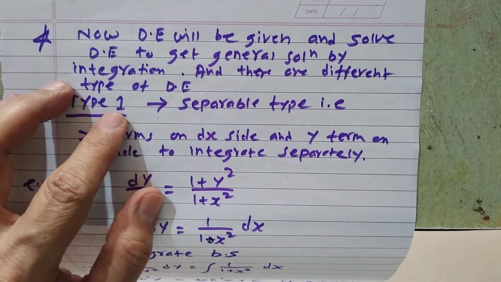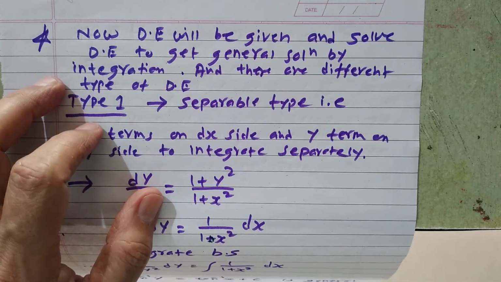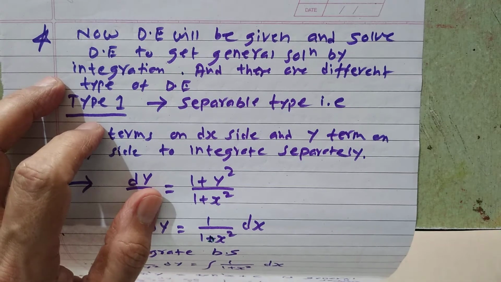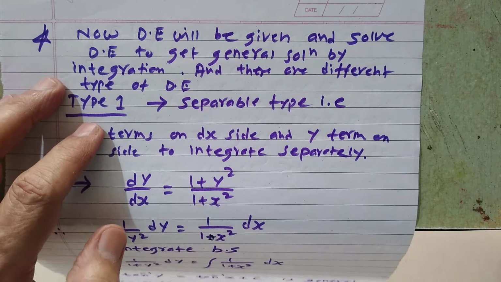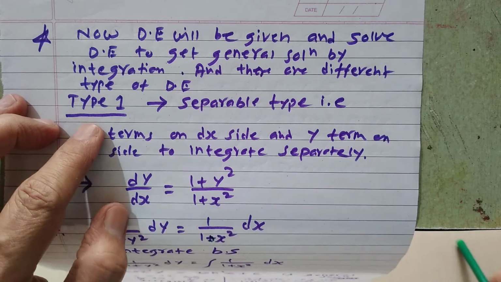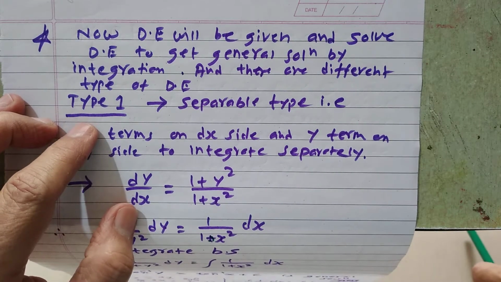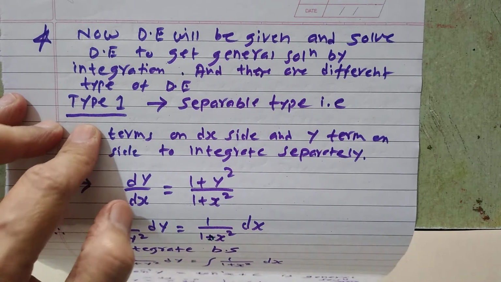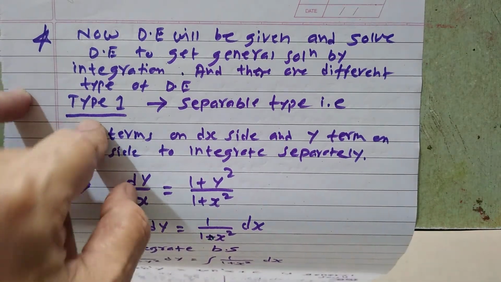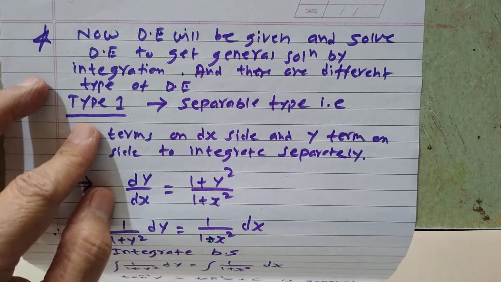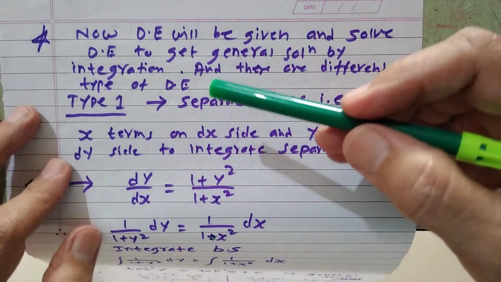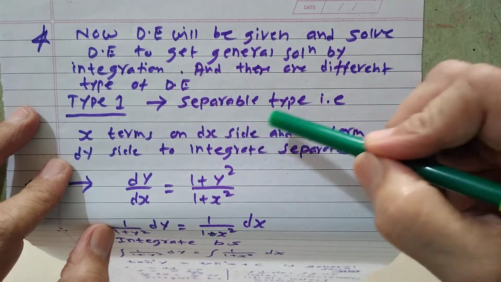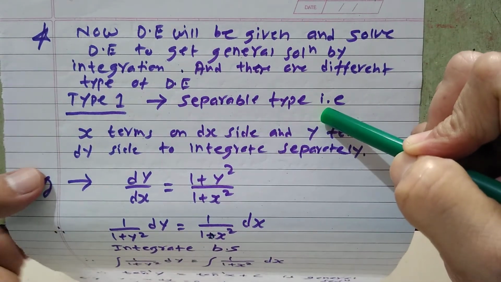Now in this topic we will consider that the differential equation is given and how to solve it. To get the general solution or answer in terms of y and x, we have to do the integration, and there are different types of differential equations and different methods. In total, four methods or four types of differential equations are there. Type 1, separable type. And what is the meaning of a separable type?